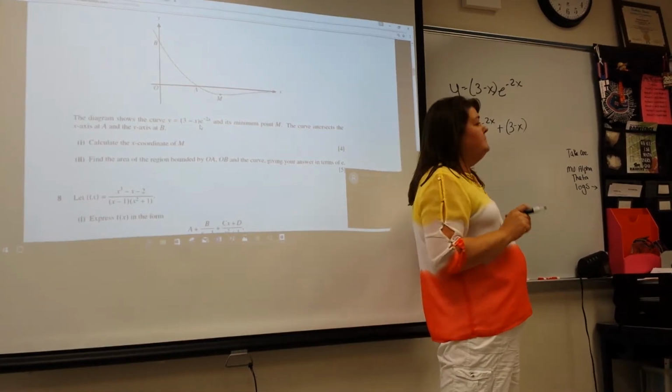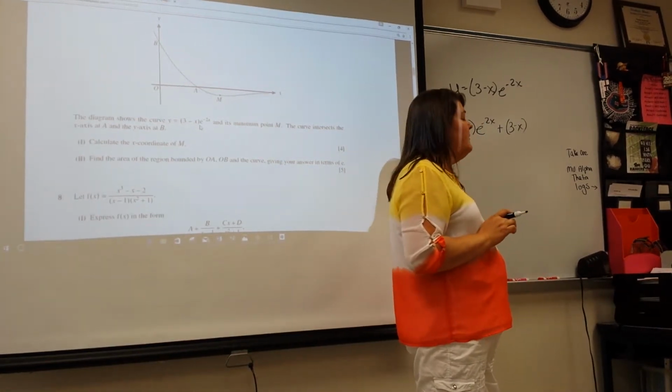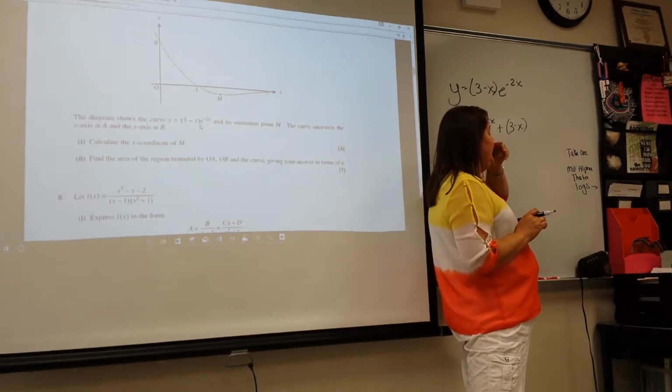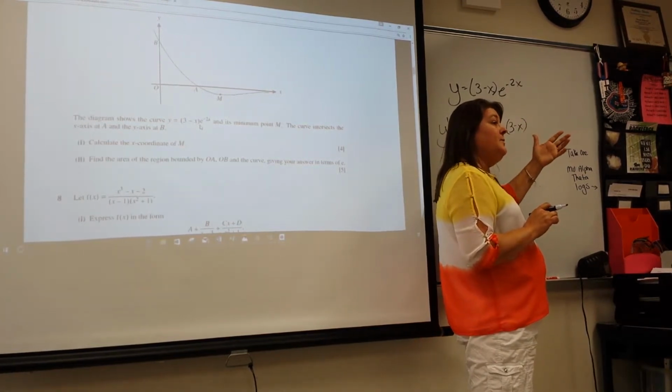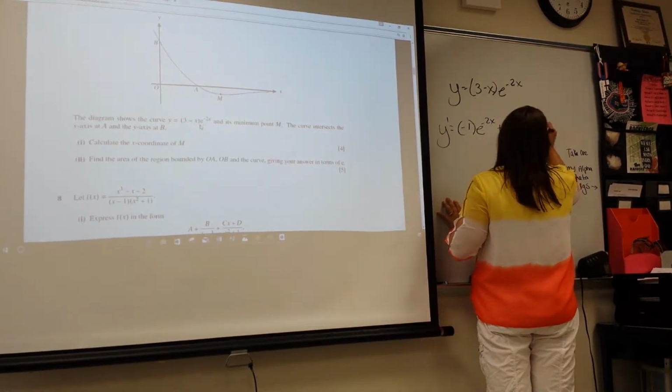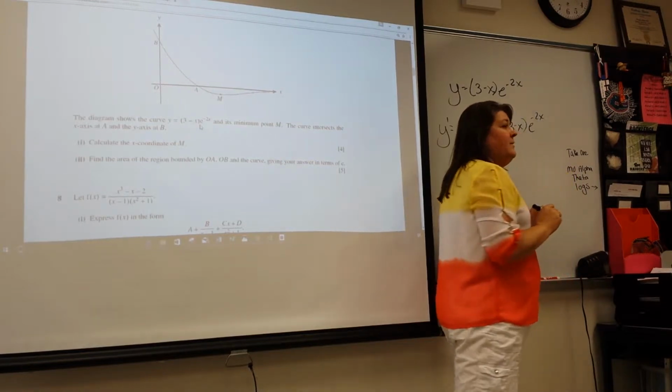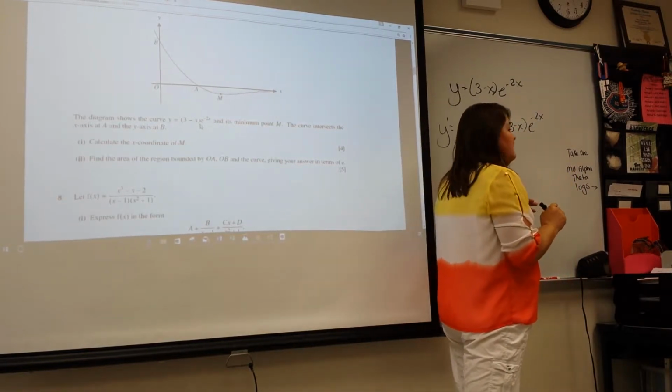The order doesn't really matter, it's what you take the derivative of. One times, right. Okay, and then it's e^u du, right? So you're just going to rewrite e to the negative 2x, and then what's the derivative of the negative 2x? Negative 2.